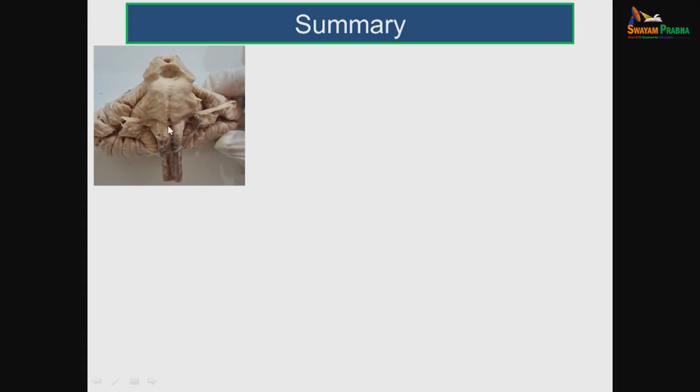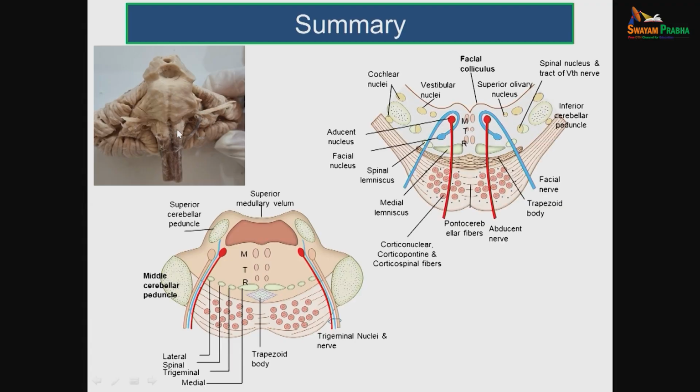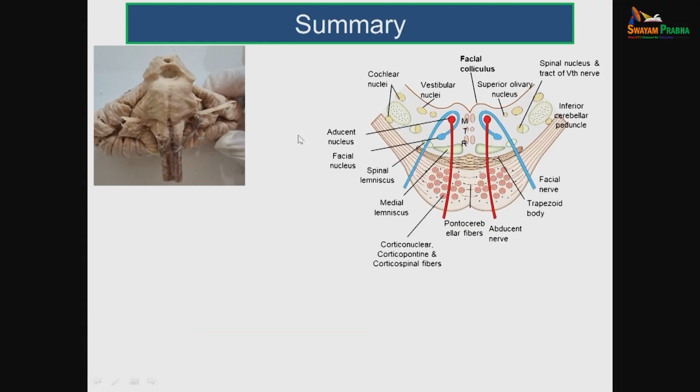And there is a CP angle, that is the cerebellopontine angle, where all these three structures, that is the pons, medulla and cerebellum, meet. And here you can see this is at the level of the facial colliculus.